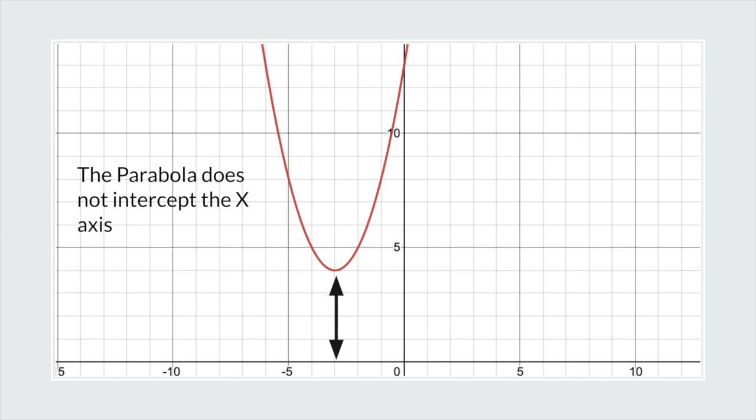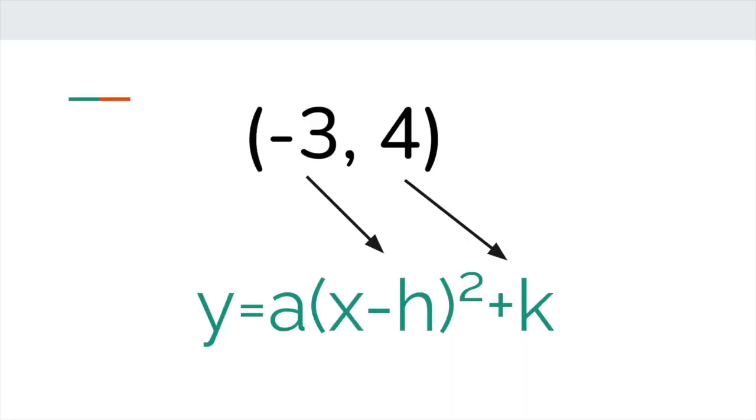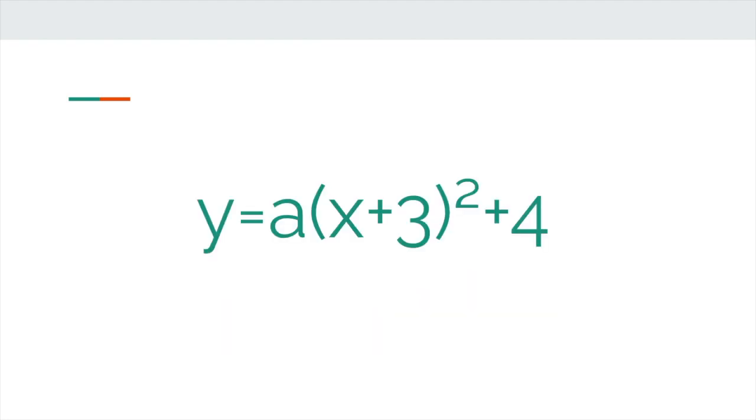Let's first input the information we already have, which would be including our vertex, which is negative 3, 4. Plugging this information into the equation gives us y is equal to a multiplied by x plus 3 squared plus 4. Now comes the big problem. In the previous two problems we discussed, we used the x-intercepts available to us. But here we don't have that choice.